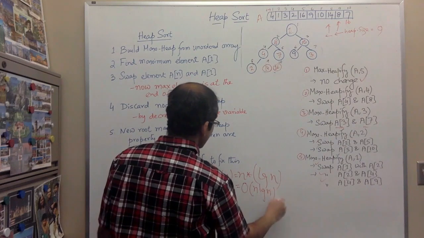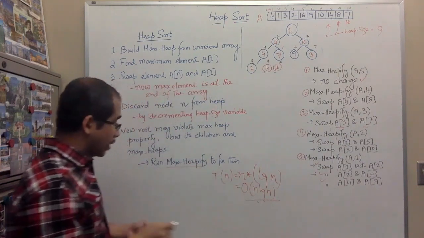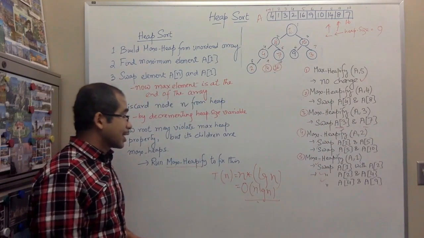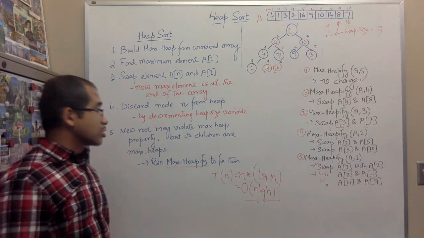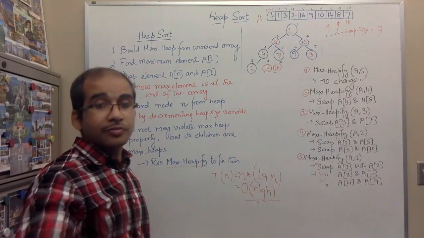Okay, so on n elements you keep doing the heapification again and again, and heapification takes log n time. The total running cost is order of n log n for HeapSort.